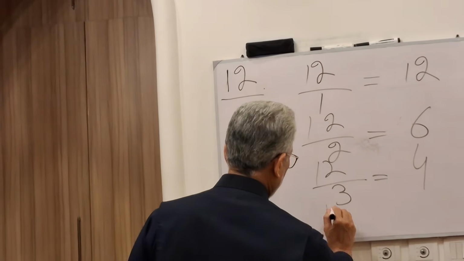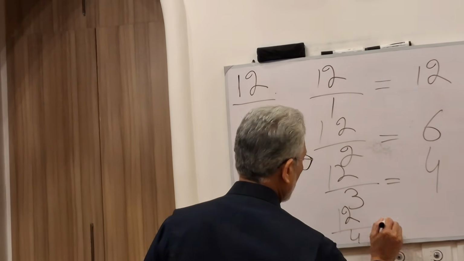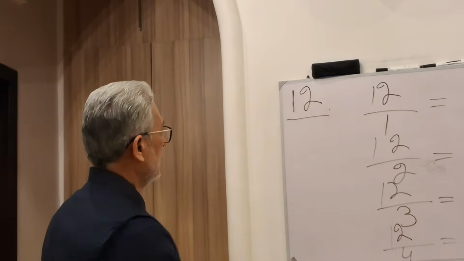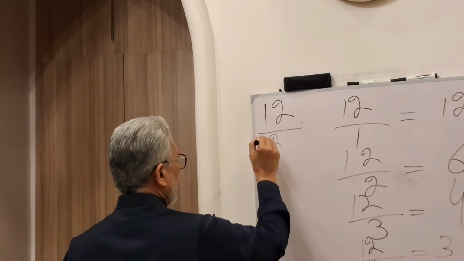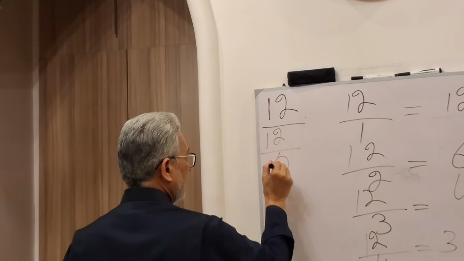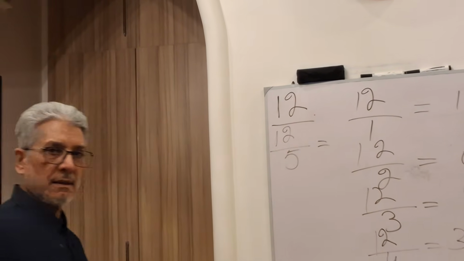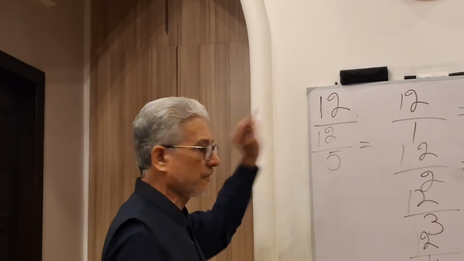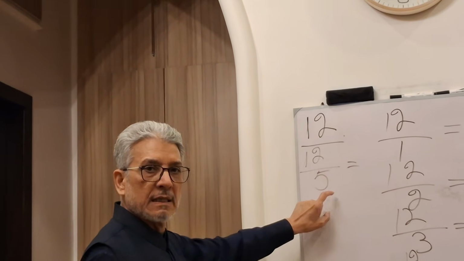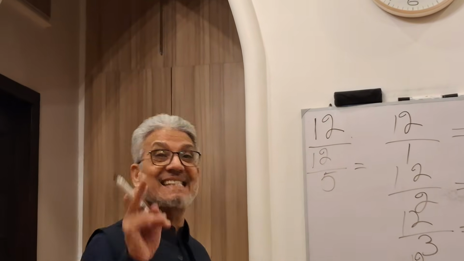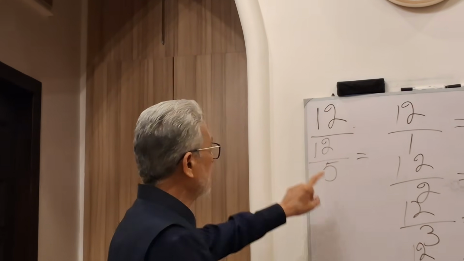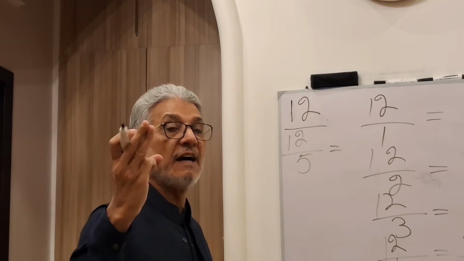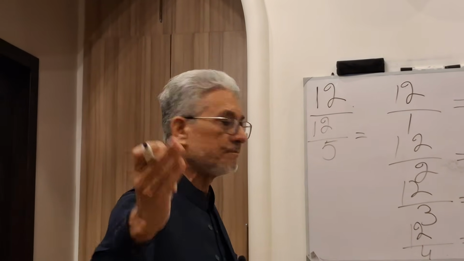Now divide 12 by 4. You will get 3. Remainder is 0. Now divide 12 with 5. Tell me, can you divide it equally? No. So 5 is not a factor of 12, because 5 does not divide 12 exactly. When you divide 12 by 5, you get remainder 2. 5 twos are 10 and 2 is remainder.